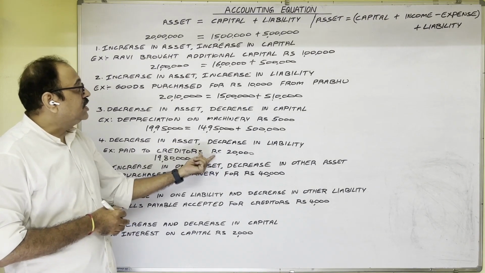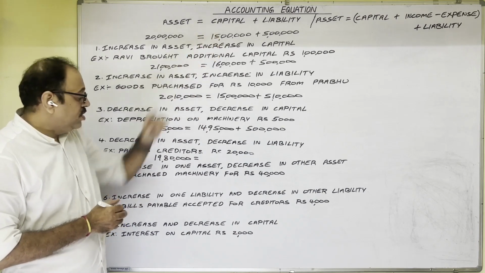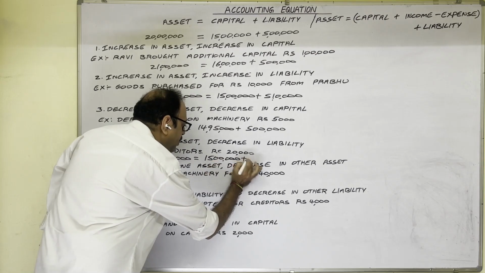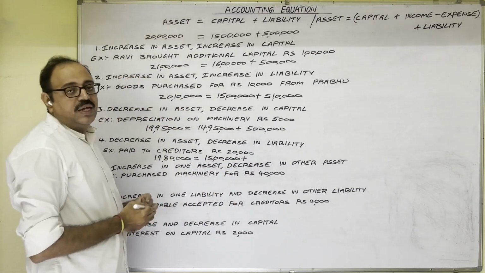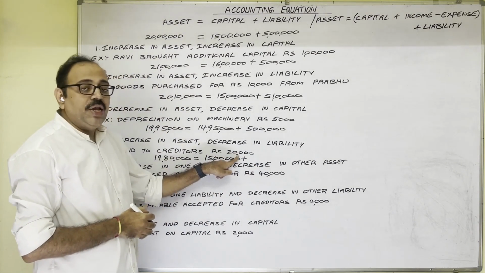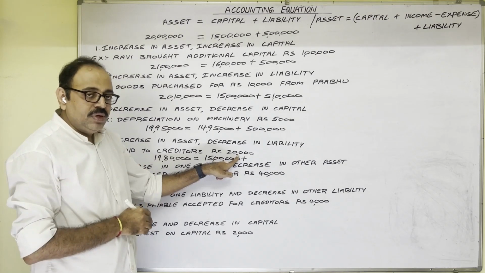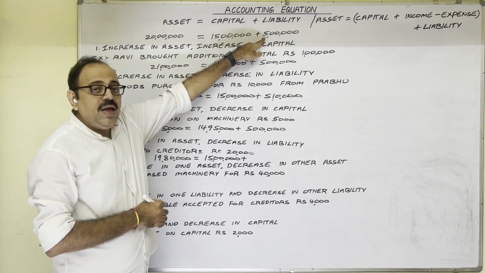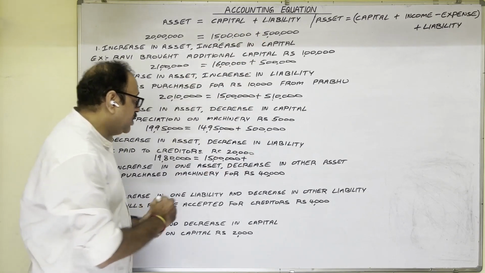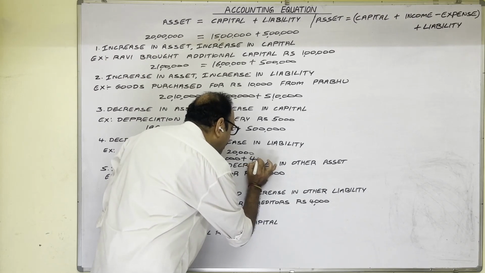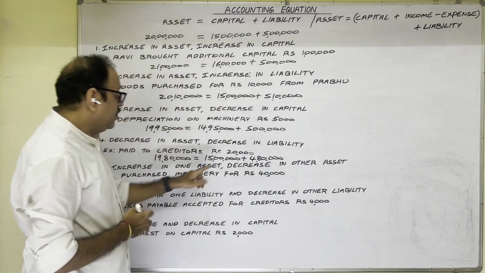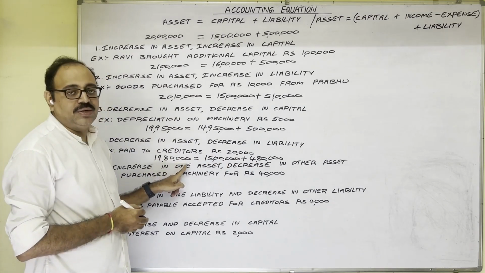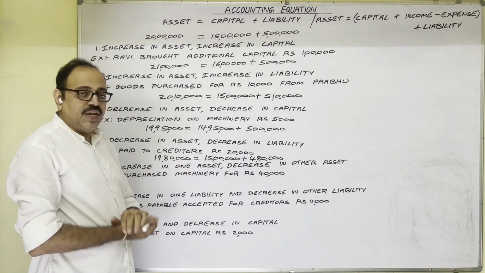So this transaction doesn't affect capital now. The capital amount remains the same, 15 lakh rupees, plus liability decreases. Creditor value is reduced by 20,000. Creditor means outsider liability. 5 lakh minus 20,000 is equal to 4 lakh 80,000. Finally, 15 lakh plus 4 lakh 80,000 is equal to 19 lakh 80,000. So asset is equal to equity.